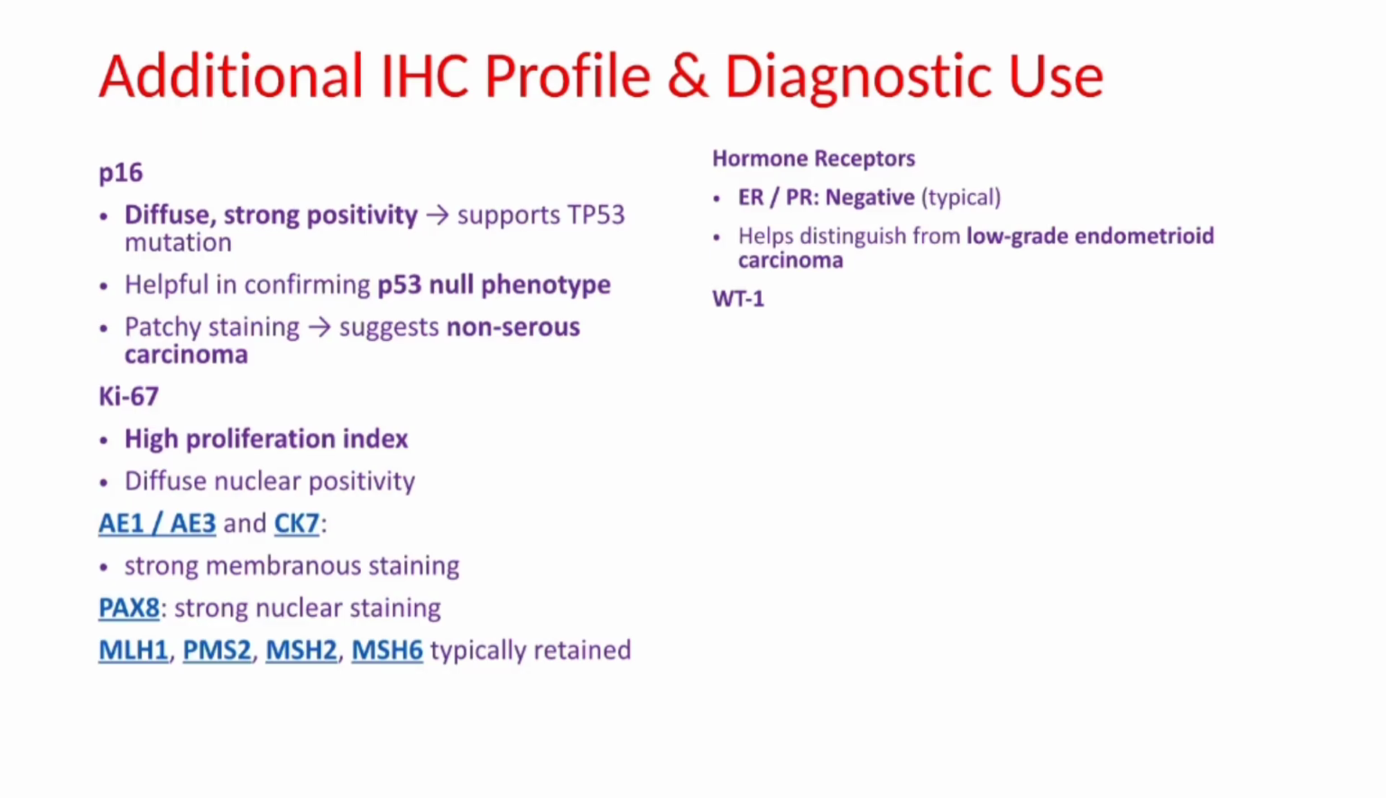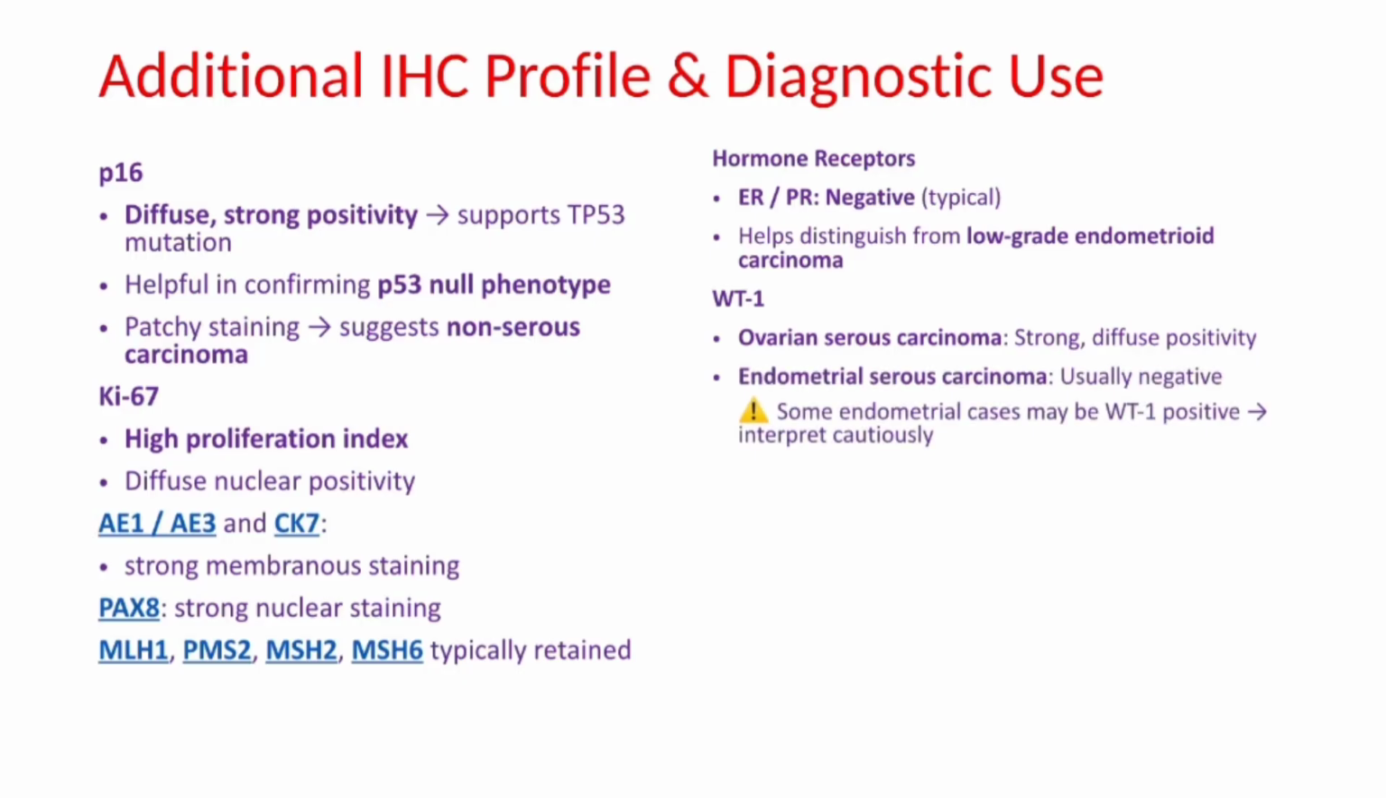Now, MLH1, PMS2, MSH2 and MSH6 are typically retained. So these are the important markers, but negative markers are also important. Like I already said, ER and PR are negative. WT1, which is strongly and diffusely positive in ovarian serous carcinoma, is usually negative in endometrial serous carcinoma, but some endometrial cases may be WT1 positive. So we have to interpret cautiously with the help of all the other markers.